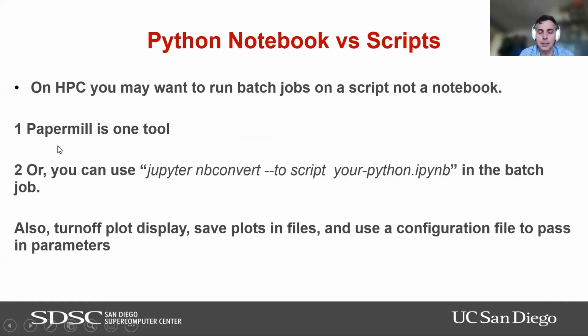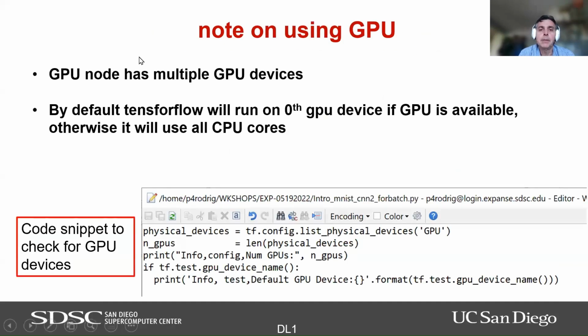If you're not familiar with GPUs, a GPU node typically has multiple devices. By default, if TensorFlow is running on a GPU, it's going to look and see if there's a GPU, and it has these commands. In fact, I have a little snippet of code that shows you the kind of commands TensorFlow uses to see if there's a GPU device. If there is, it'll run on the first GPU device, or the 0th. Otherwise, it'll use your CPU cores.